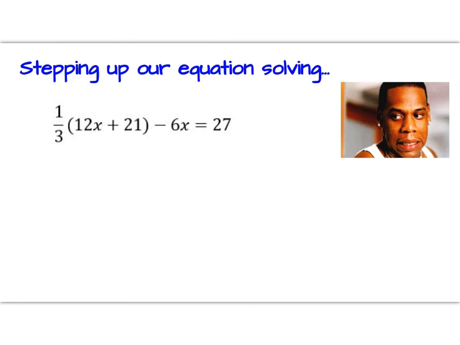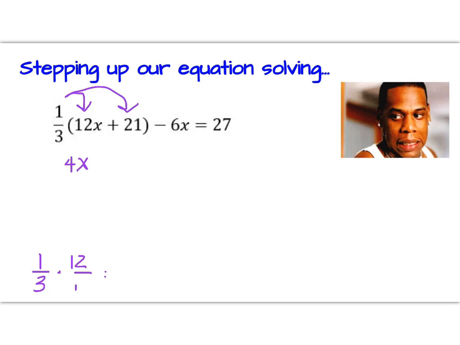Okay, so this one looks a little more challenging, but that's really only because it has a fraction. It's actually probably even a little easier than the last one. So again, I got to get rid of the parentheses first by distributing this 1/3 to the positive 12x and the 1/3 to the 21. So 1/3 of 12, 1/3 times 12 is 4. So I get 4x. Just to show by hand, 1/3 times 12, or 12 over 1.